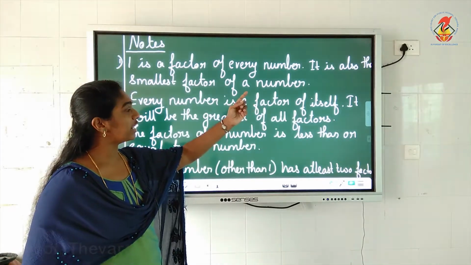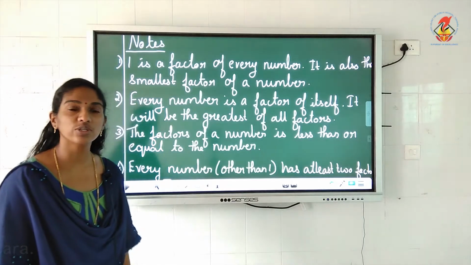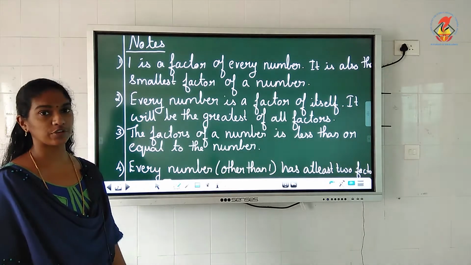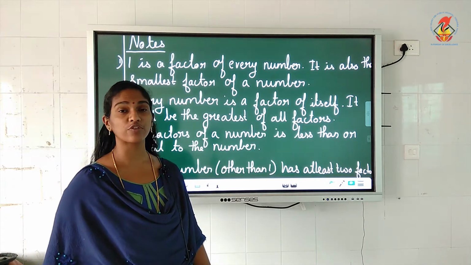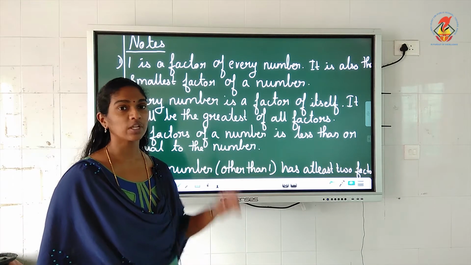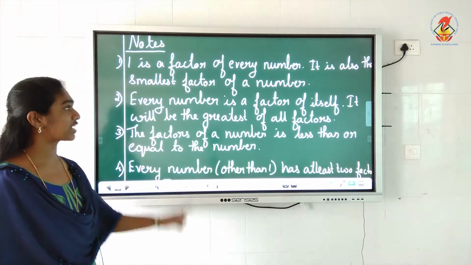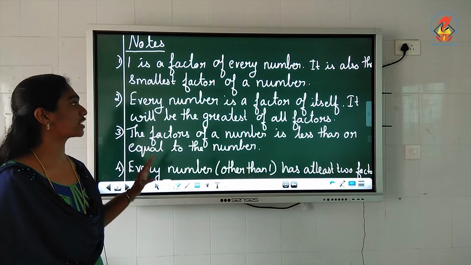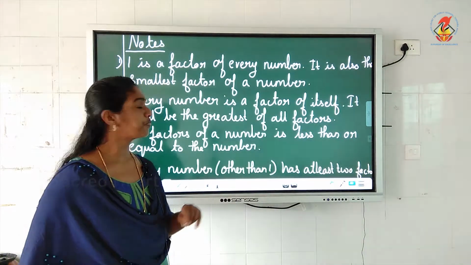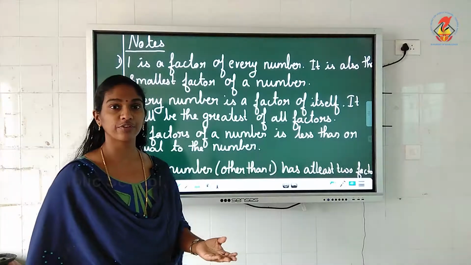Also, it is the smallest factor of a number. So, if I give you a question, dash is the smallest factor of a number, what will be the answer, children? 1 will be the answer. So, that is the first note. 1 is a factor of every number. It is also the smallest factor of a number. Okay. Then coming to the second note, every number is a factor of itself.